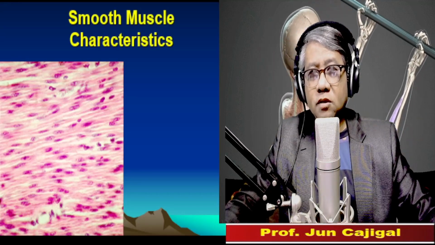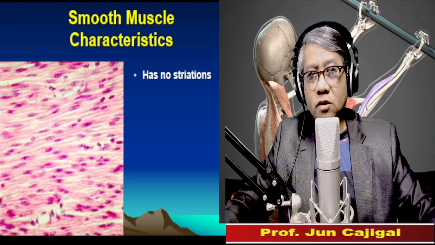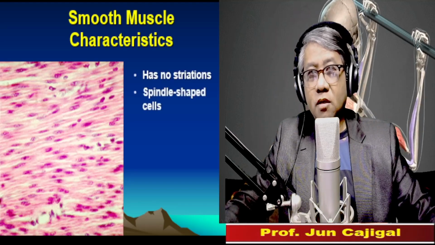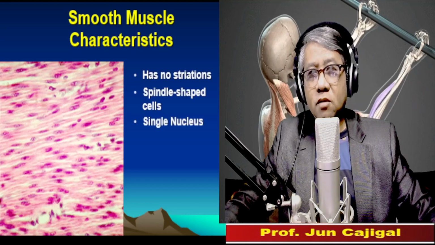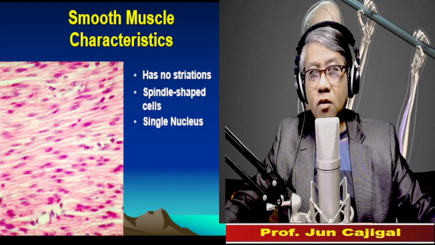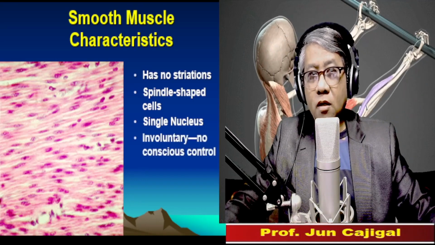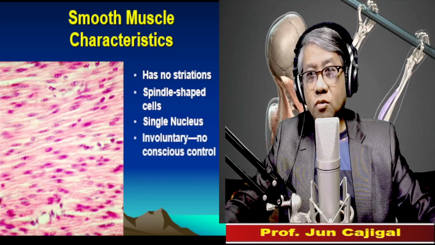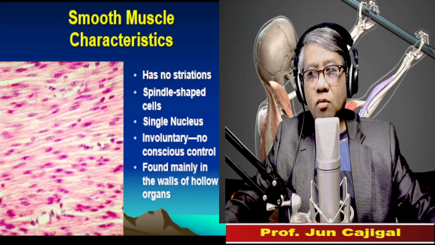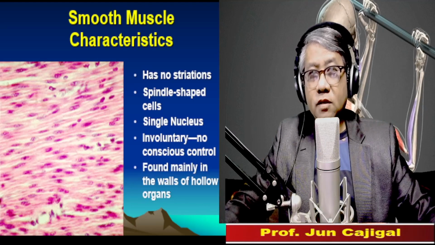So what are the characteristics of the smooth muscle tissue? Again, there are no striations, no stripes, or no transverse streak. The muscle cells are spindle-shaped with a central nucleus. This muscle is under the control of the autonomic nervous system, so it acts involuntarily, or it is not under conscious control. And lastly, this type of muscle is found mainly in the walls of hollow internal organs. That's why this muscle is called visceral muscle.